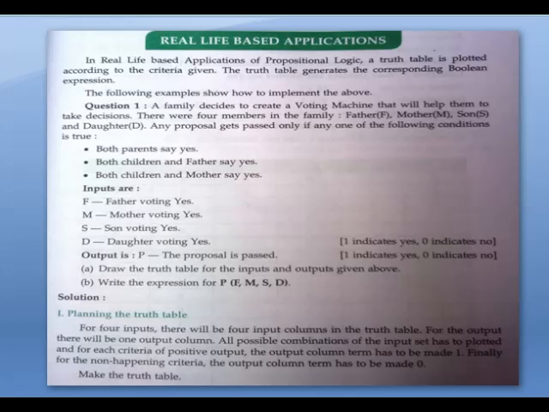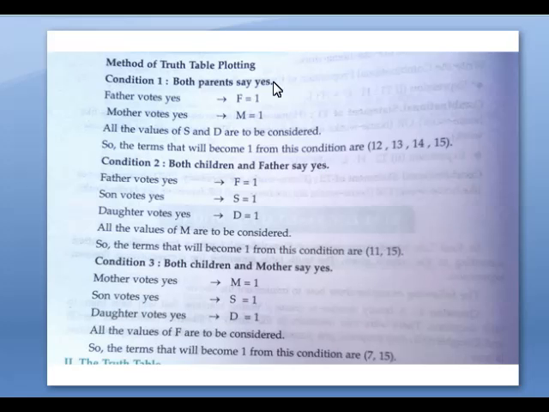The next part is the method of truth table plotting. So what is the first condition? Both the parents say yes. So father and mother yes, that is F is 1 and M is 1, and the values of S and D can be 0 to be considered. Next, condition 2: both the children and father say yes. Condition 3, I have already discussed.